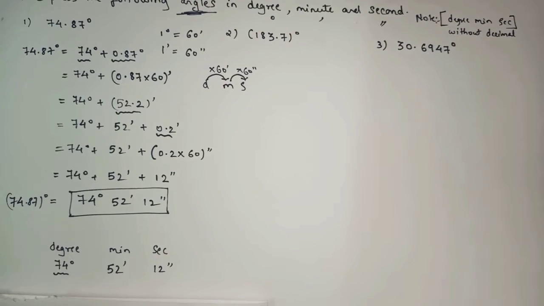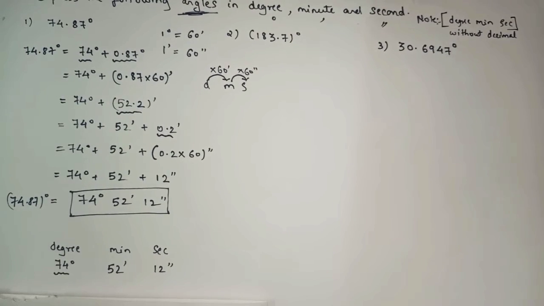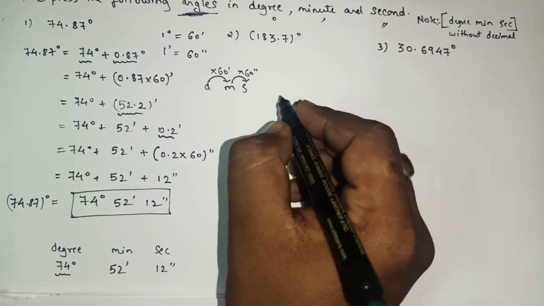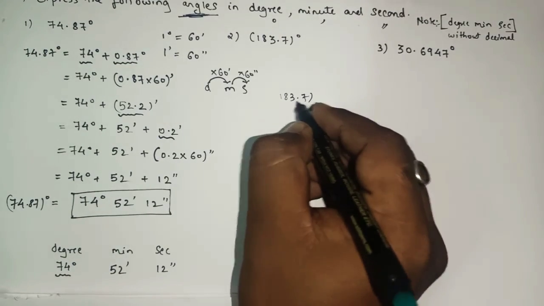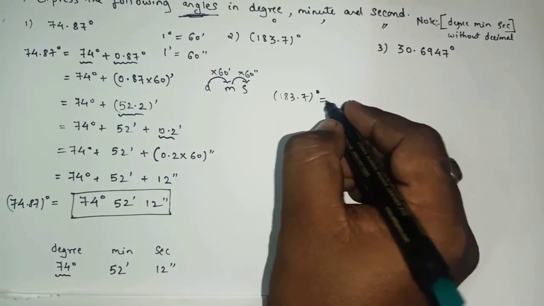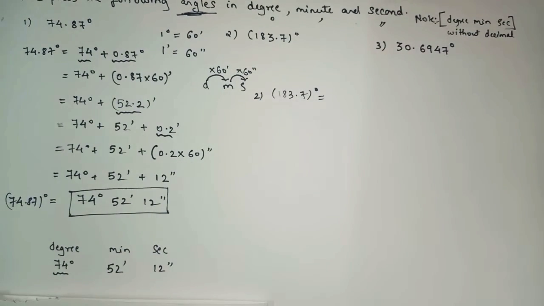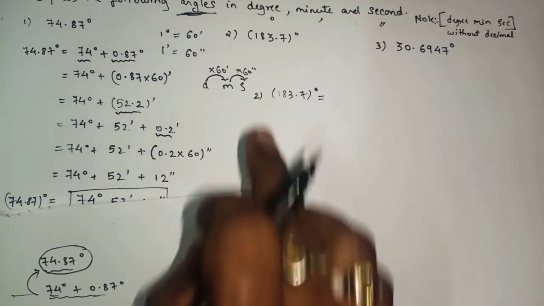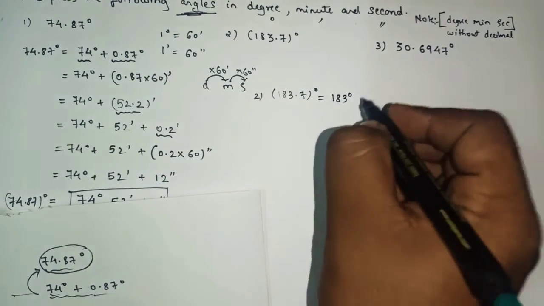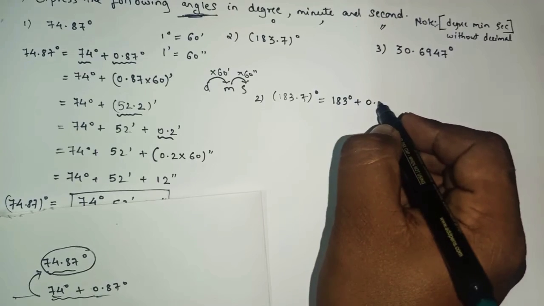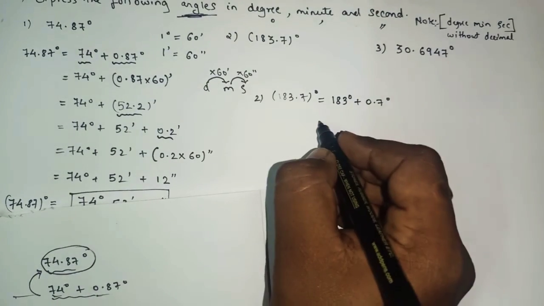So I hope you all understood the first example. Let's move on to the second one. So your second one is what? 183.7 degree. Okay, so again we'll split this number like this: 183 degree plus 0.7 degree. Yes or no?